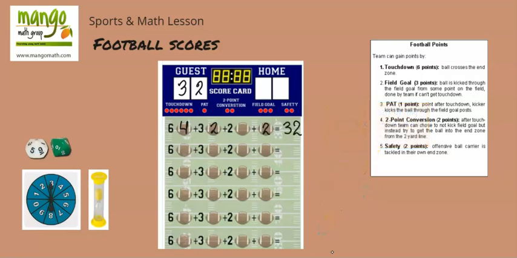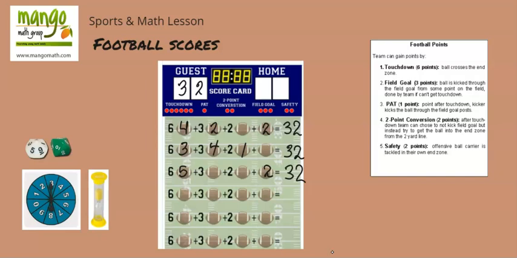So within that 3-minute time period, they're going to figure out as many different ways as they can score points. So this one, we have 6 times 3 is 18, plus 12 plus 2 equals 32. And let's say they did 5 touchdowns and 2 points after touchdown, which gives them 30, and then 2. So they're going to write all these down, as many as they can come up with in that 3-minute time period.